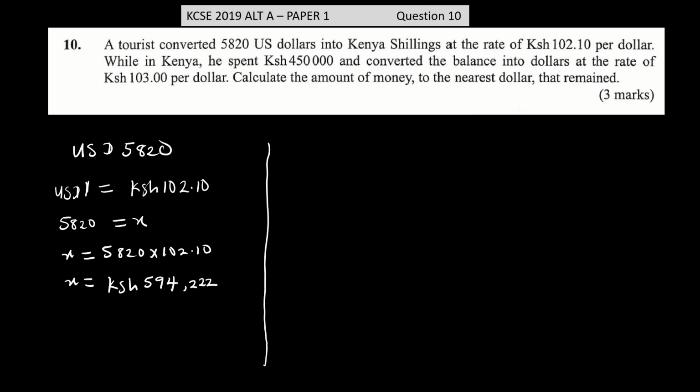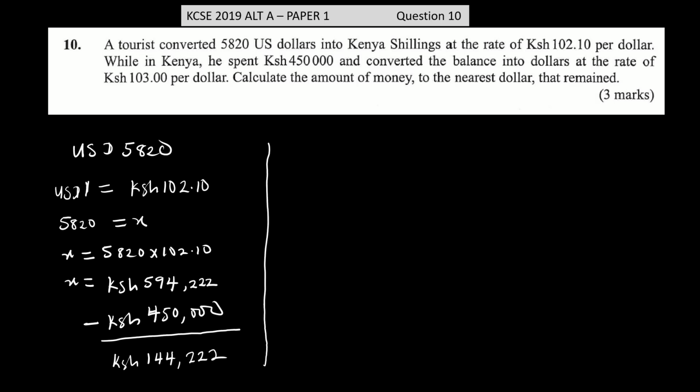So while in Kenya, he spent 450,000. If you subtract 450,000 from the amount of shillings that the tourist has, we are going to have Kenya shillings 144,222. This is the amount of Kenya shillings that remain after the tourist spent 450,000 Kenya shillings.